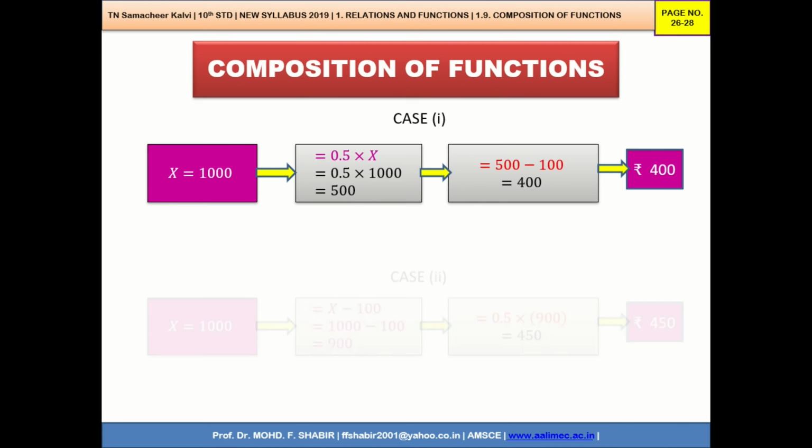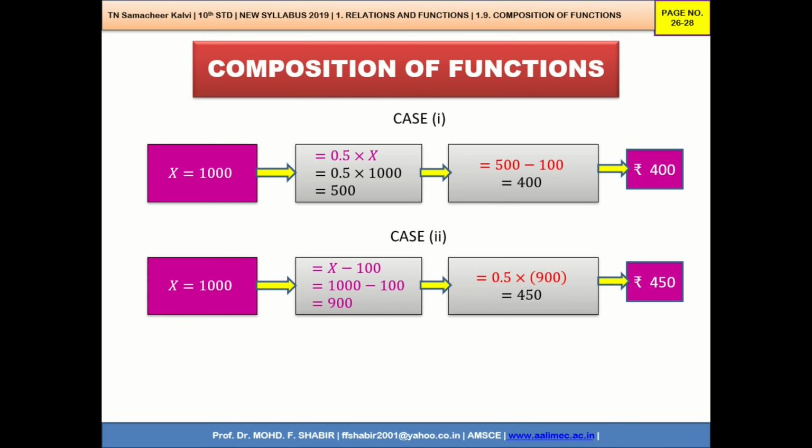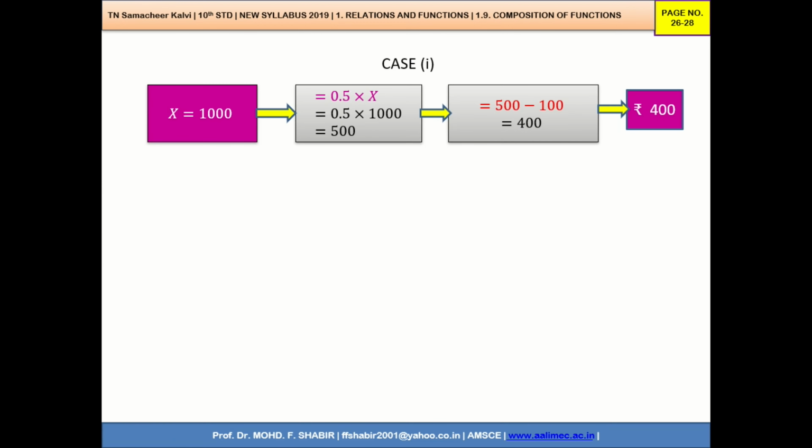Case 1 and case 2. I have shown both cases 1 and 2. In case 1, if the customer uses coupon 1 first and then coupon 2, he has to pay 400. In case 2, if the customer uses coupon 2 first, then coupon 1, he has to pay 450. Now I will try to explain case 1 in terms of functions.